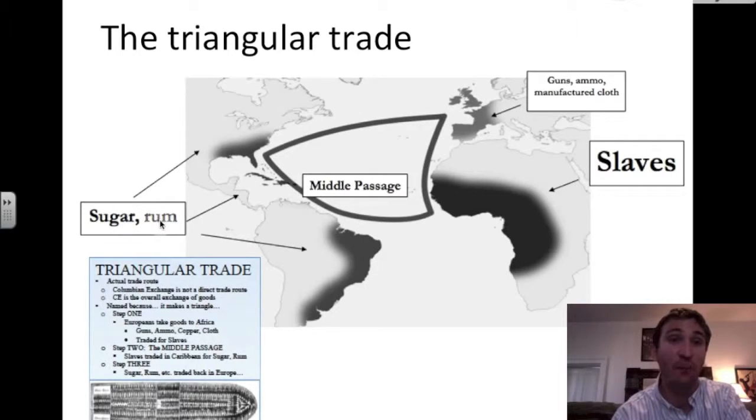Sugar and rum. The sugar plantations of the Caribbean are vibrant with wealth. And the rum is a product of making an alcoholic beverage out of sugar. And both of these items are wanted greatly in Europe. So they complete the triangular trade routes.